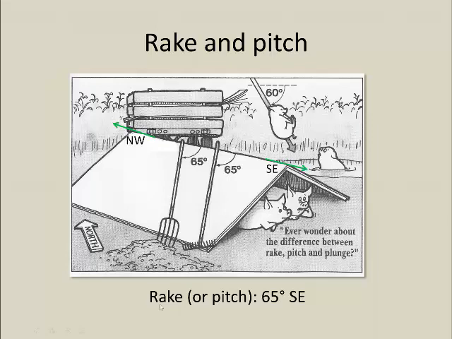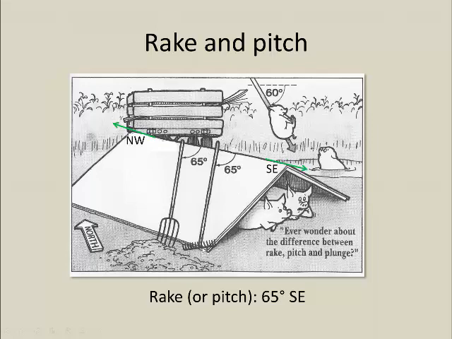So in this example here, the rake or the pitch of these two lineations would be 65 degrees measured from the southeastern end of the strike line. And that is important. You have to record that, because 65 degrees from the northwestern end of the strike line would be lineations that run in this direction, and that clearly is a different orientation from the lineations that we have in our example.